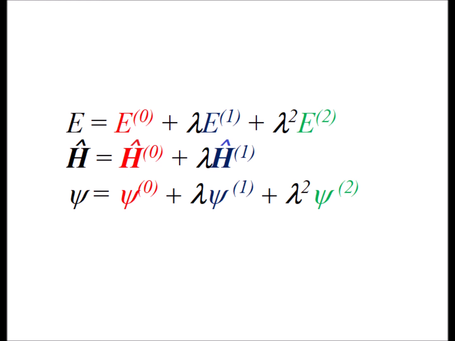Notice for the Hamiltonian, H0 is the unperturbed Hamiltonian. The blue H1 is the perturbed Hamiltonian. Similarly, for the wave function, the red psi0 is the unperturbed wave function. Psi1 is the first order correction to the wave function, and the green psi2 is the second order correction.